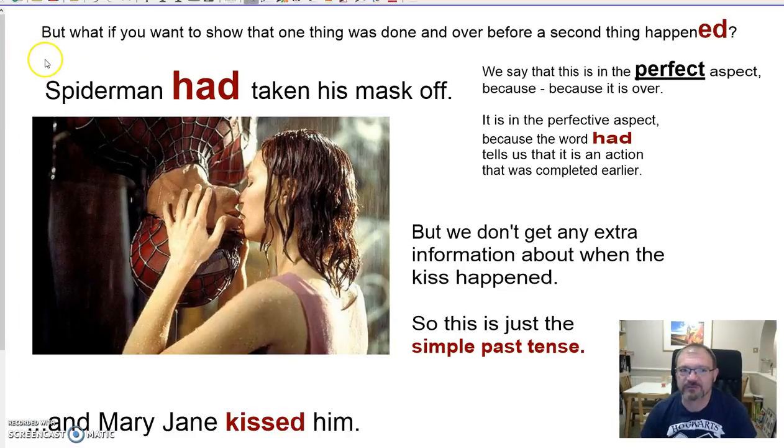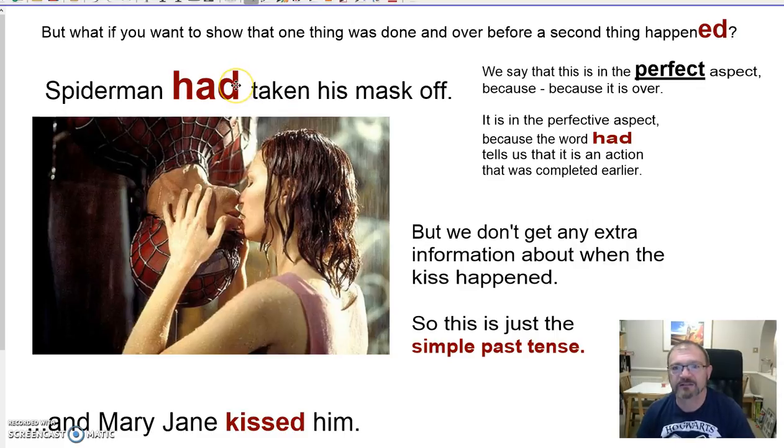But doesn't it read so much more interestingly if you can start to show what's finished and what hasn't finished? Here we say Spider-Man had taken his mask off. We say that is in the perfect aspect because we know that that's something that he had done and that it was finished. And of course he had to do that, otherwise Mary Jane was going to end up with a mouthful of mask and she would never have snogged him.